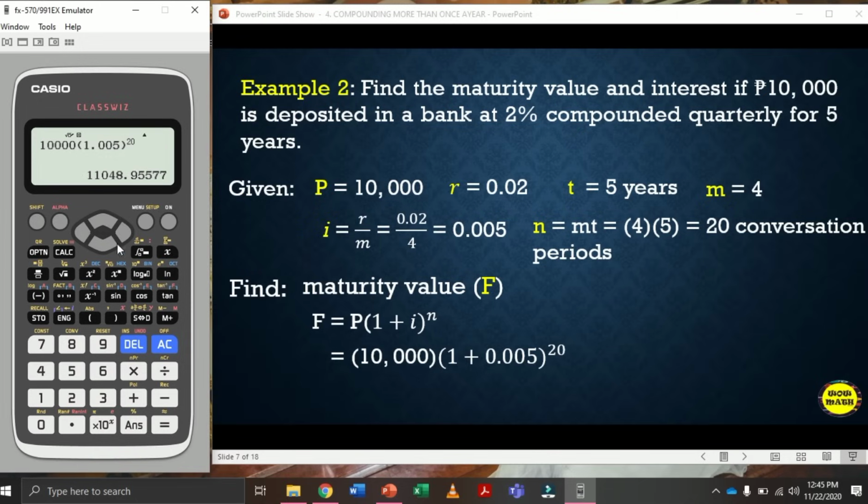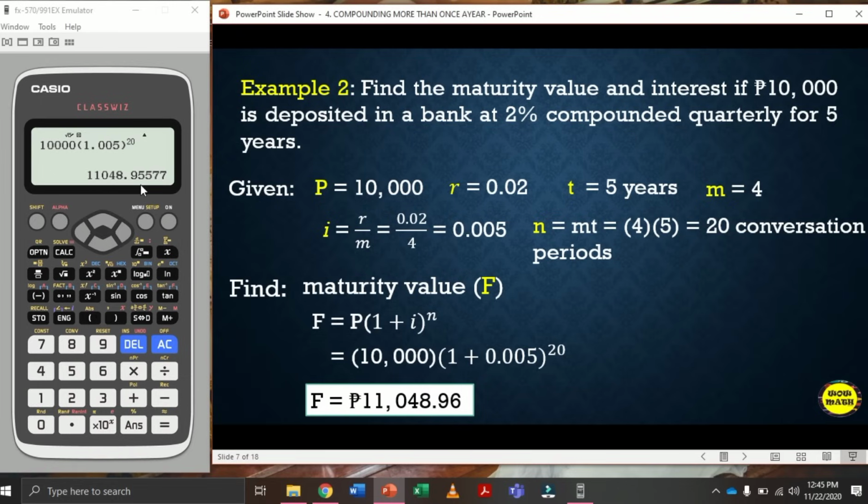Okay, so the answer is 11,048.96. So, kunin lang natin yung dalawang decimal dito sa sagot natin. So, niround up na natin yung sagot natin into 2 decimal places. So, ito na yung future value natin. So, ano pa yung isang hinahanap? Yung interest. Okay, so, kukunin pa natin yung compound interest.